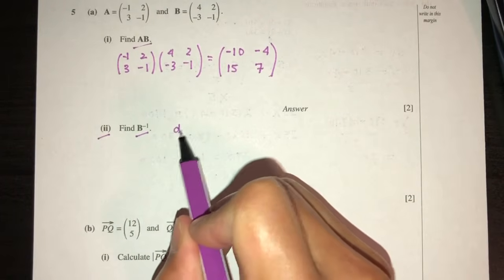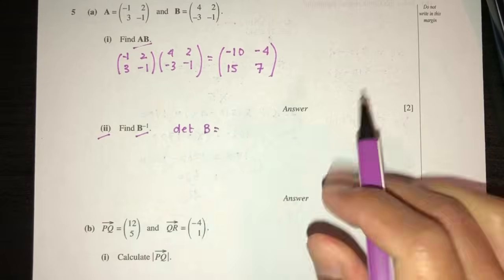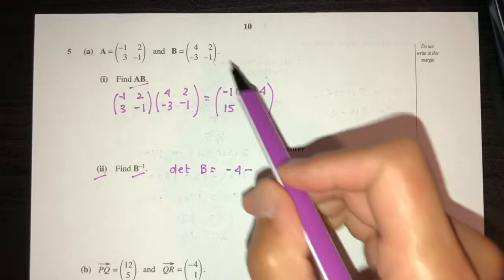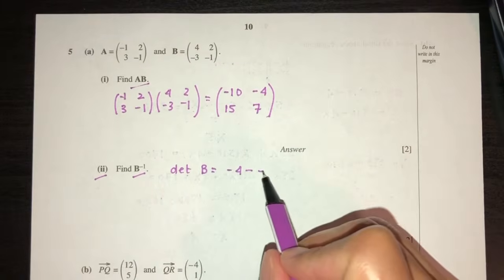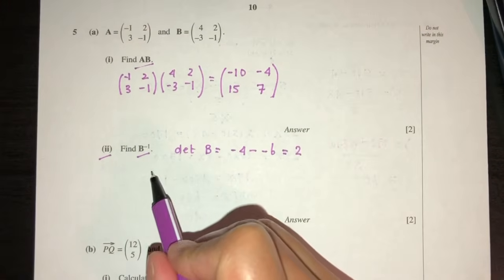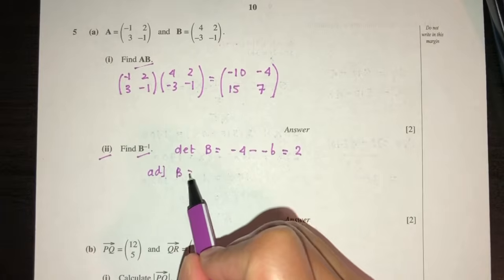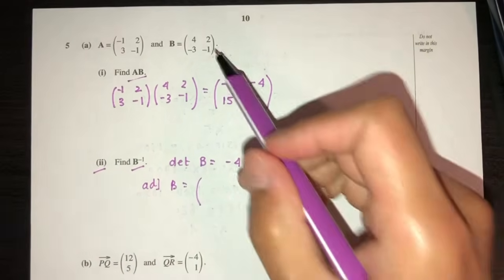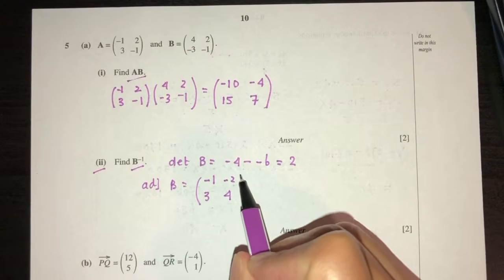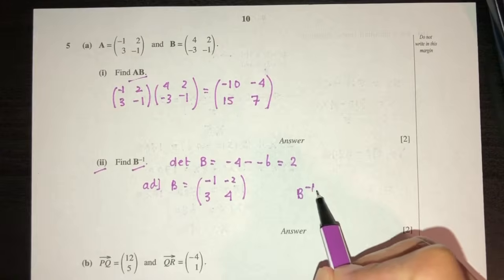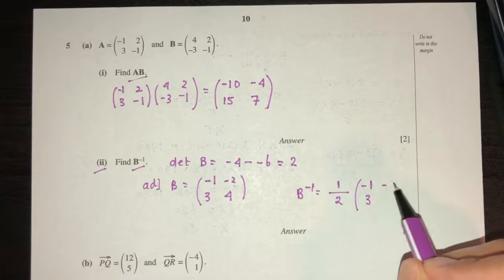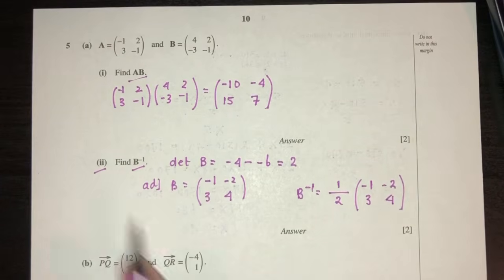As always, we have to first find the determinant of B. We can just cross multiply. You will have minus 1 times 4 is minus 4, minus 3 times 2 will be minus 6. This will be plus, minus 4 plus 6 will be 2. Now we have to find the adjoint matrix of B, which is given by, we have to change the positions of these two and change the sign of these two. So B inverse is 1 over determinant times the adjoint matrix. Okay, so that will be part 2.